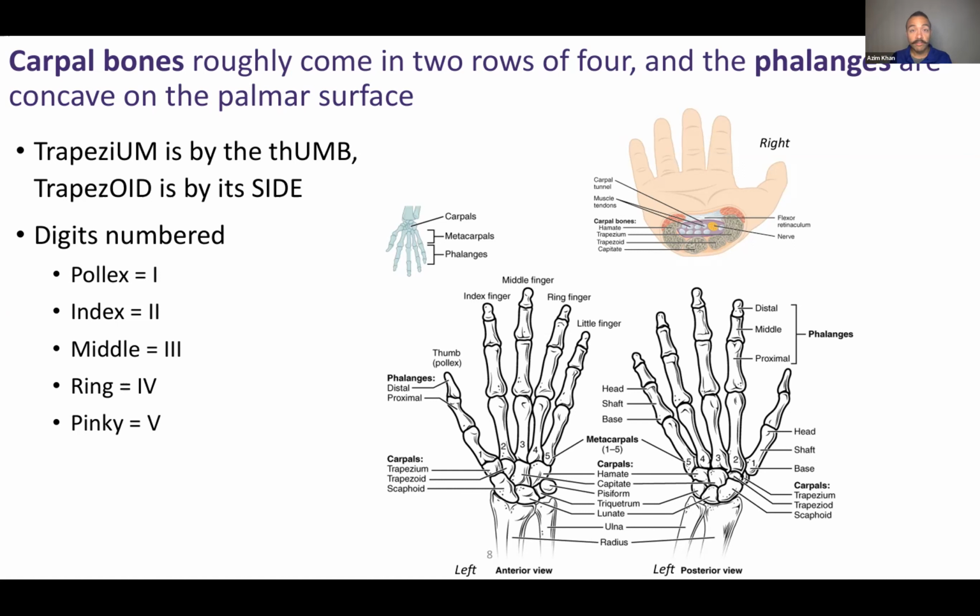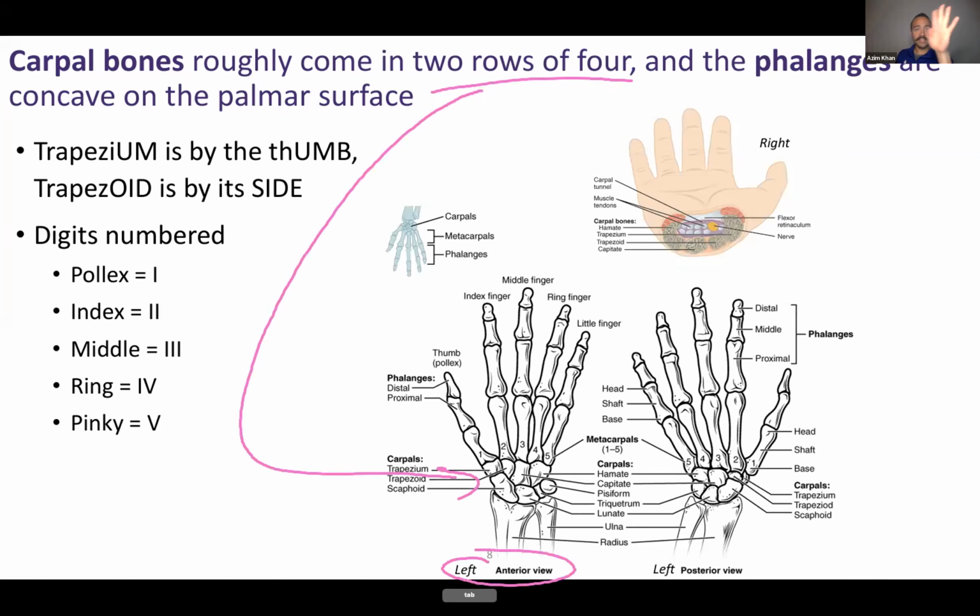Starting with the carpal bones, carpal means wrist. There are 8 of them. So this is going to be fun to remember. There are 8 carpal bones, roughly in 2 rows of 4. So if you look down here, we're looking at the left hand anterior view. So it's like you're looking at your palm, left hand anterior view. I'm looking at it right there.